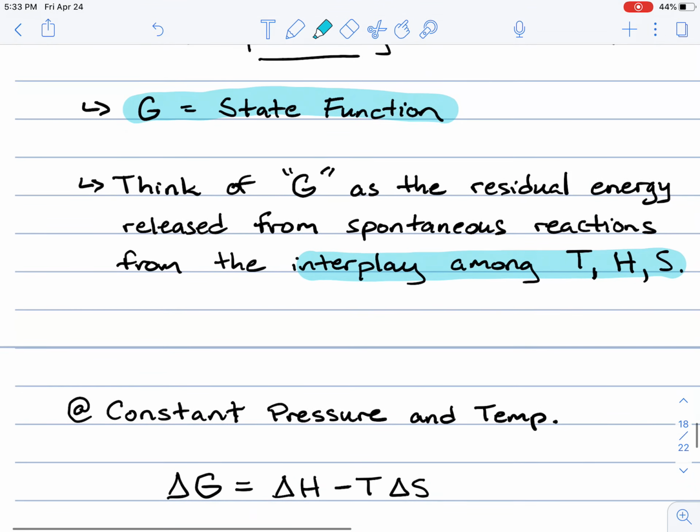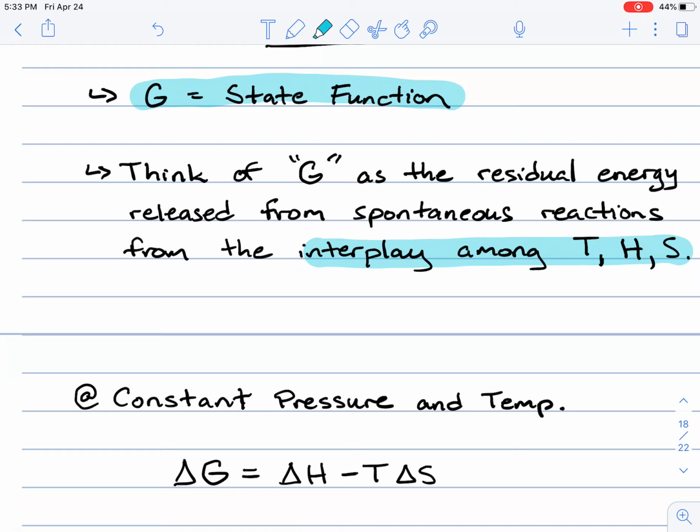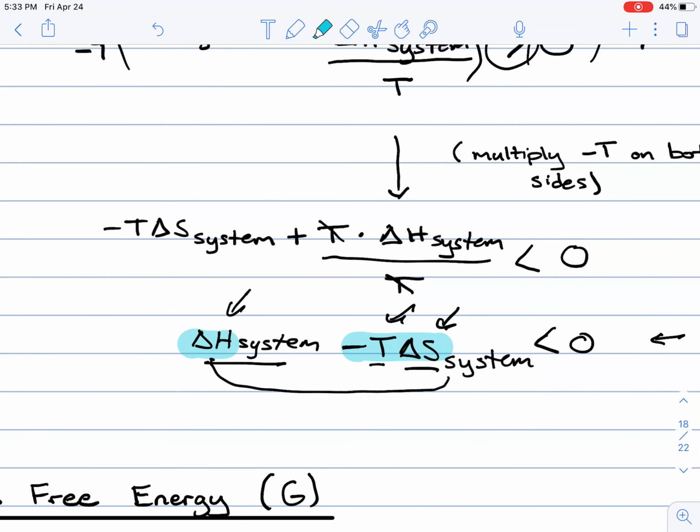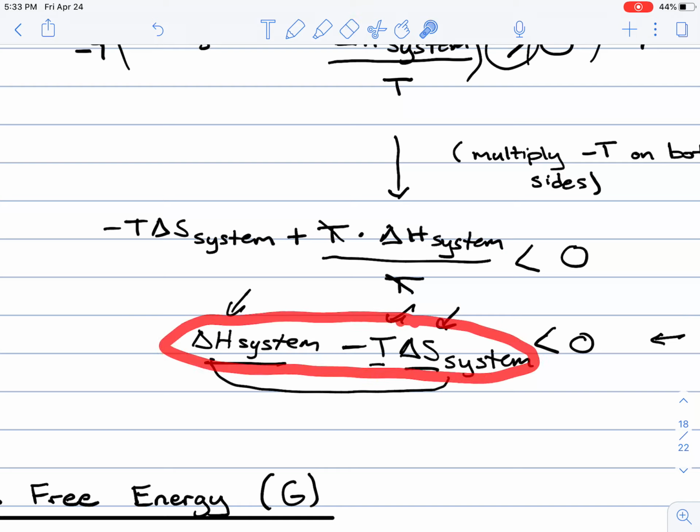And so at constant pressure and temperature, we can go ahead and describe the thermodynamic process. We can say that the change in Gibbs free energy, that's the delta G, is equal to the change in enthalpy minus T delta S. And so this statement right here comes from this statement that we derived very early on in this lecture.